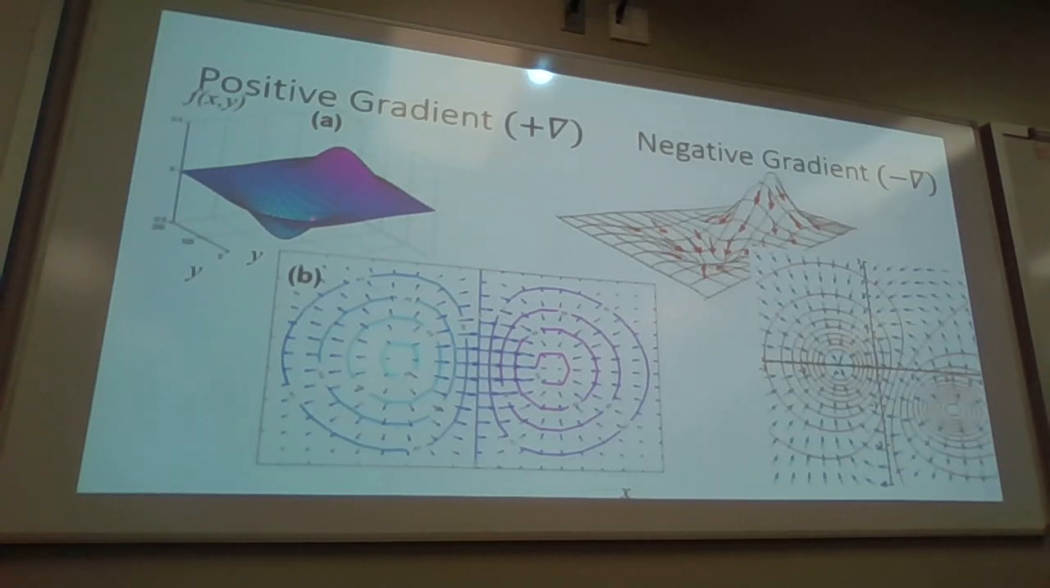Okay. So here we see a dipole, a mountaintop and sinkhole. This is the positive gradient, how it's pointing uphill. This is what we use for electric field, pointing downhill.